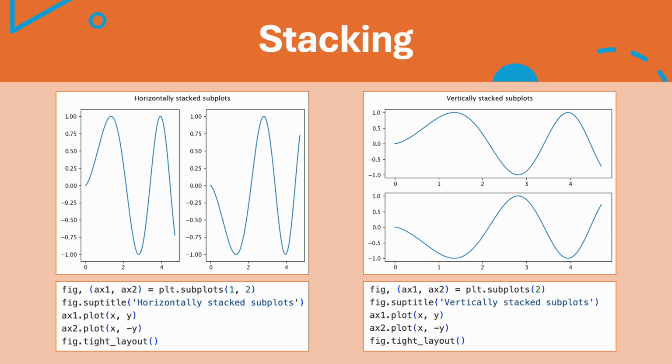The function subplots allows us to define the number of rows and columns. So for horizontal stacking, this is 1 row and 2 columns, whereas for vertical stacking, we just define the number of rows as 2, leaving columns at the default value of 1. The data is then plotted for each subplot using the function plot following the respective axis name and a period. The last line of code ensures that the subplot parameters are adjusted so that the subplots fit into the figure area neatly.